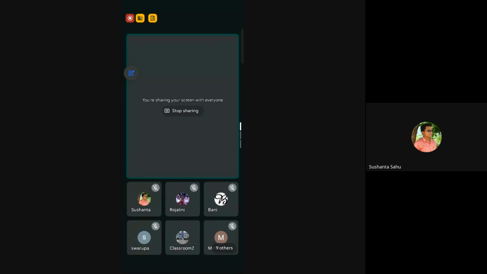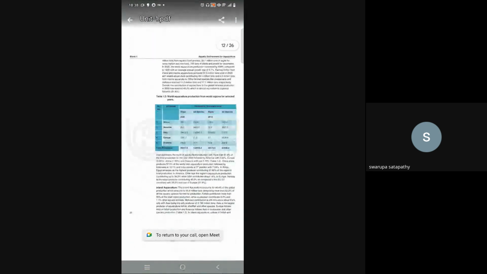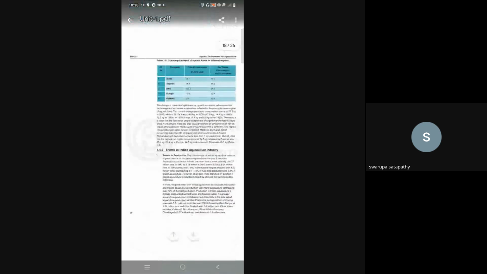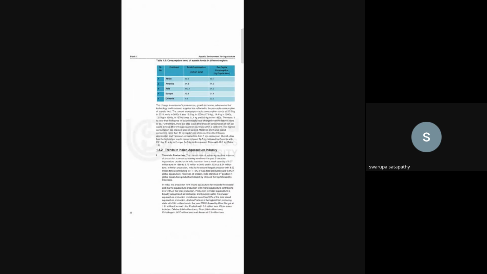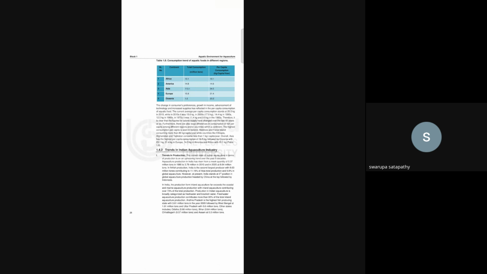Screen is visible? Yes, ma'am. Okay, if you have any doubt in unit 1 you can ask. Is this PDF visible now? Yes, ma'am. But we already have the book. This is we have books, ma'am. You have the same book. Yes. That is why I am not sharing the screen.